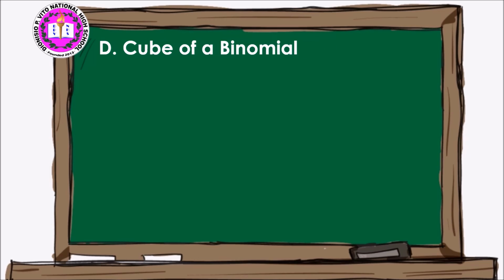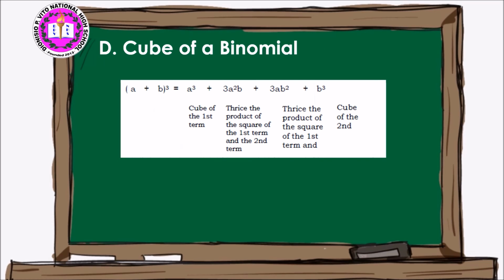Next is the cube of a binomial. So, cube of a binomial, we have a plus b cube is equal to a cube, which is the cube of the first term, plus 3a squared b, which is thrice the product of the square of the first term and the second term. Then plus 3ab squared, which is thrice the product of the first term and the square of the second term. Plus b cube, which is the cube of the second term.